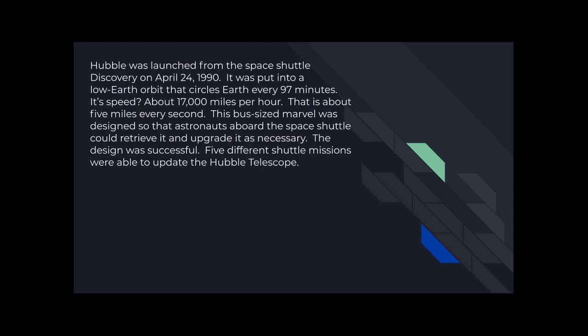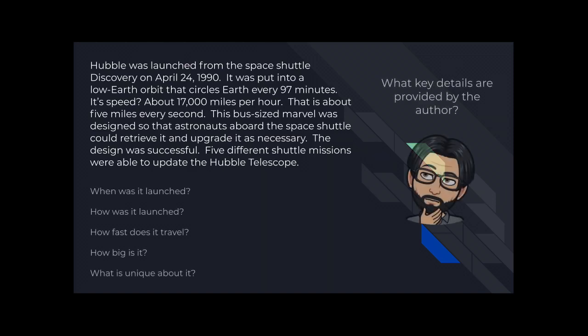This bus-sized marvel was designed so that astronauts aboard the space shuttle could retrieve it and upgrade it as necessary. The design was successful. 5 different shuttle missions were able to update the Hubble telescope. Let's practice pulling key details from the passage to answer the questions below. When was it first launched?